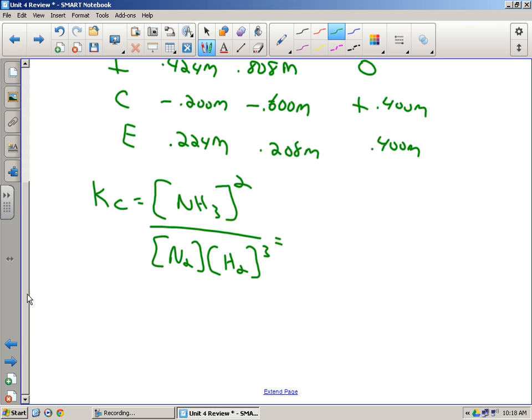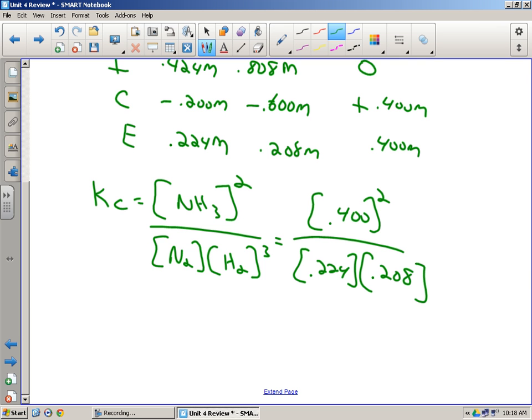So putting these numbers in here, we are going to have 0.4 squared over 0.224 and 0.208, and that should be also cubed. And if I did that, I think I'm going to get a slightly different number than the one I have written down here. So let me just do that real quick here. 0.4 squared divided by 0.224 times 0.208 cubed, 79.4 should be your Kc value there, I believe.